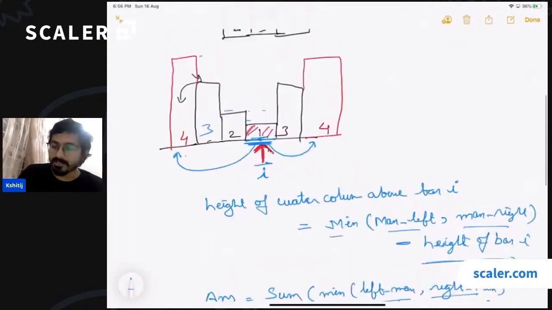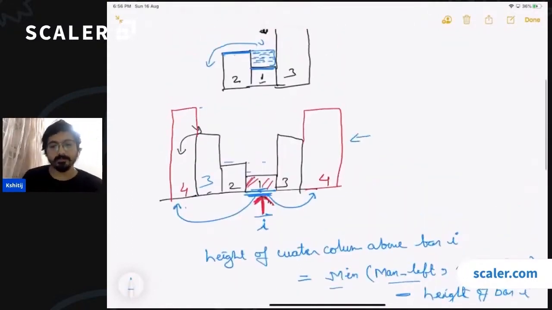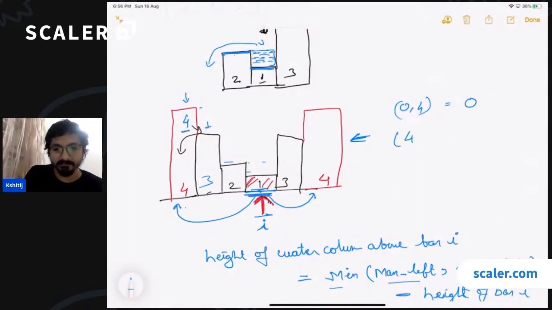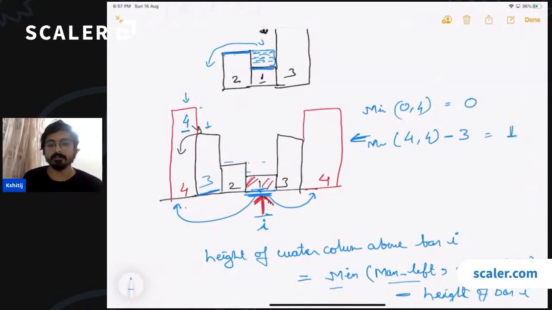Okay, let's try to run our approach on this scenario. So for this building, what is the maximum height on the left side? Maximum height on the left is 0. Maximum height on the right is 4. For the first building, the answer is going to be 0, right? For the second building, maximum height on left is 4. Maximum height on right is also 4. Right? So we'll be getting the minimum of these two minus the height of the building, which is 3. So this is going to contribute 1 unit of water.